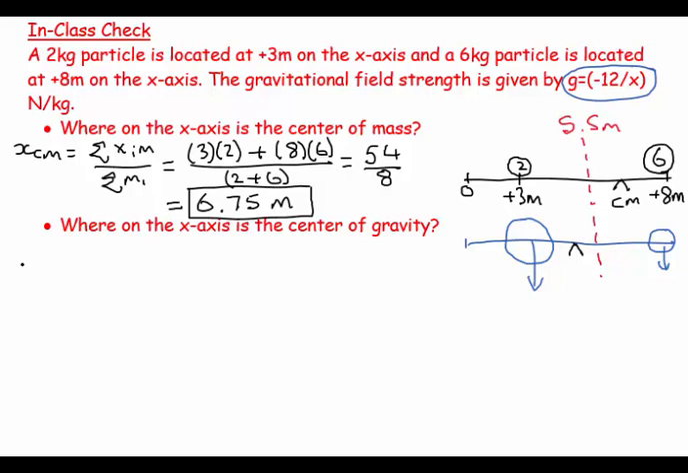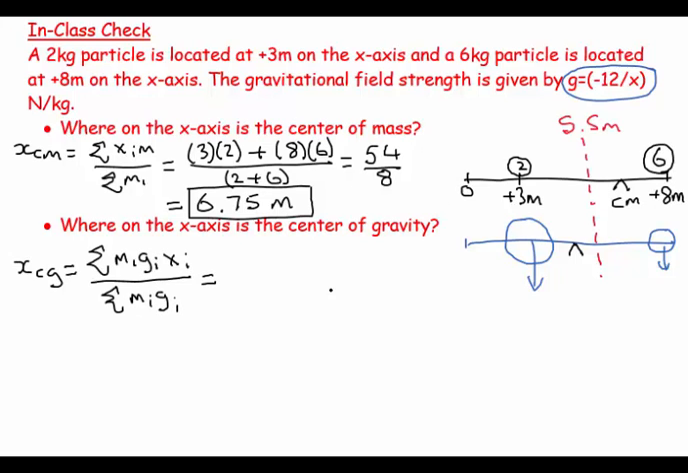So we say, x center of gravity is equal to, and it's almost the same equation. Let me change the order of that, just so that I'm used to doing it the other way. It's mi gi, that makes my weight, times xi, over, now not the total mass, but the total weight, which would be the sum of mi gi.